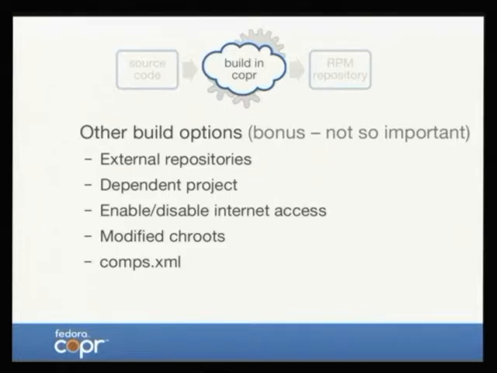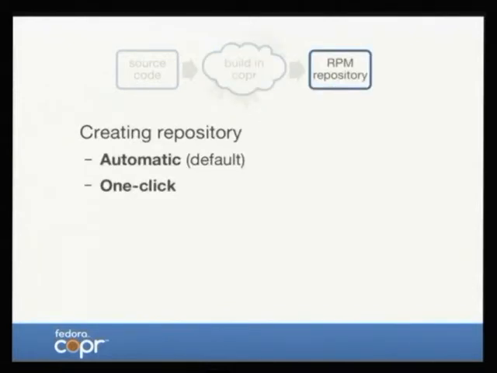And then, some other bonus things you can do in builds. You can do external repositories. You can use dependent projects if you require some packages from something else. Enable, disable internet access, and modify chroots. This might be important if you want to build software collections. And use comps XML. And then when you build your packages, by default, this creates your repository automatically. But if you have some large project which consists of 10 packages, you can just build each one and then click for your repo to be created.